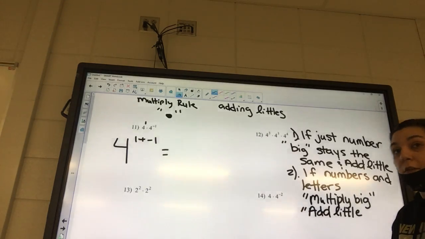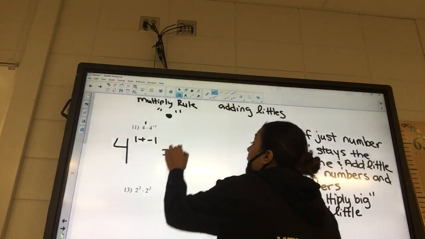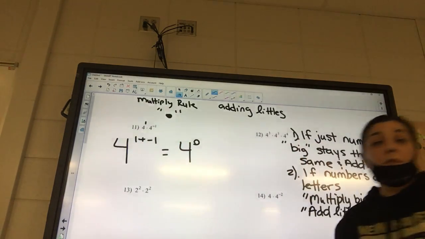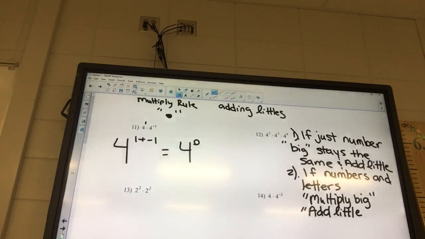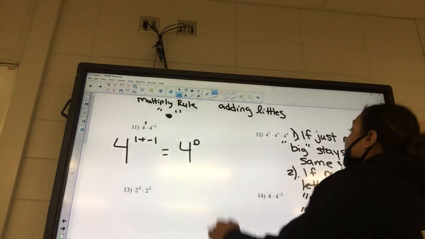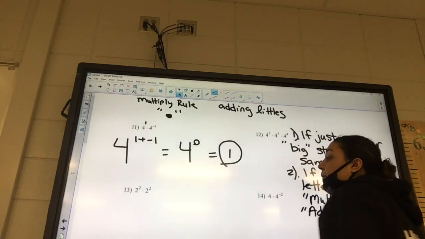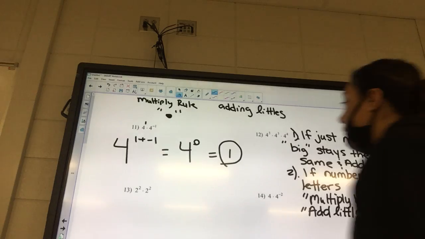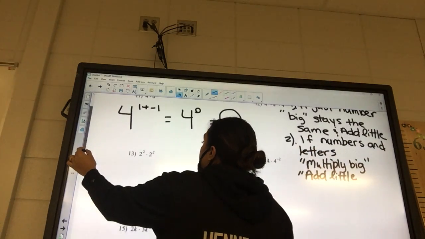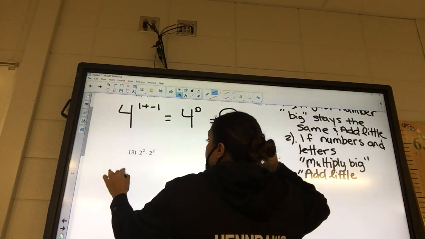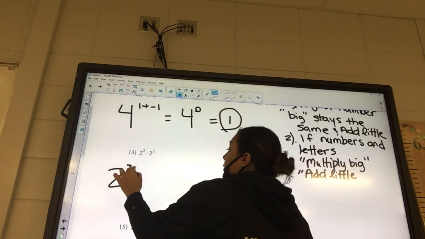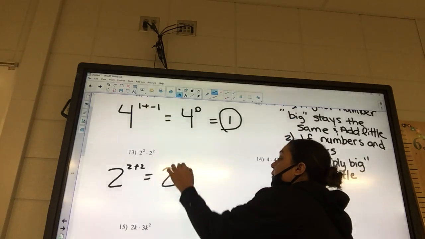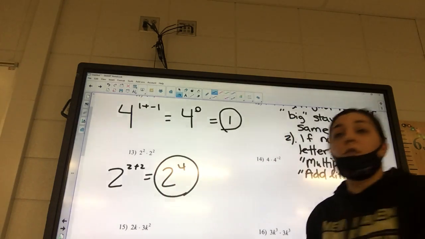You good? You sure? Okay, so 1 plus negative 1 is 0. What is 4 to the 0 power? 1. Okay, 13. Does that have letters and numbers or just numbers? Just numbers. So it says you keep the big and you add the little ones together. So 2 plus 2 equals 4. It's going to be 2 to the 4.